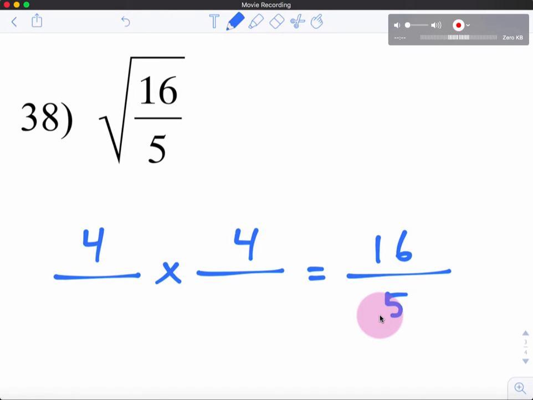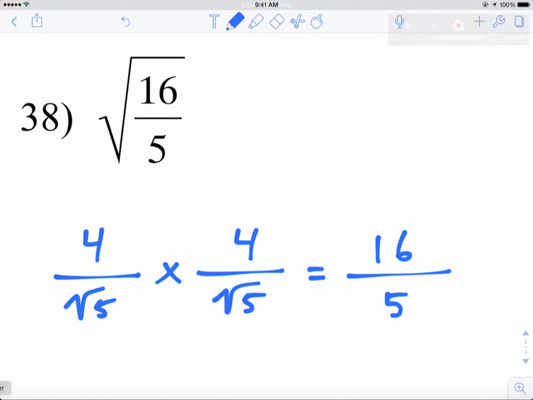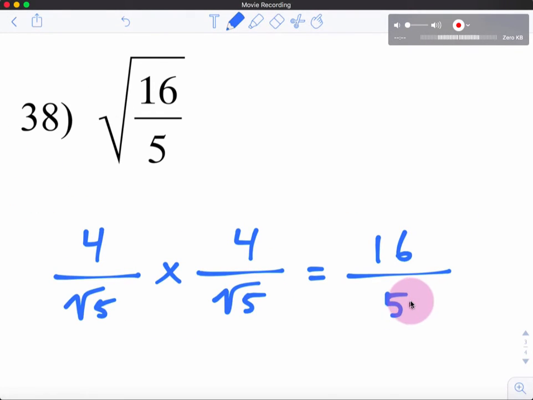Well, it's not a very clean number. It's not a very easy number. It's not something like 2 or 3. But there is a number that does that. You know what that number is? By definition, it's the square root of 5. Right? That's what the square root of 5 does. It multiplies by itself to give 5.